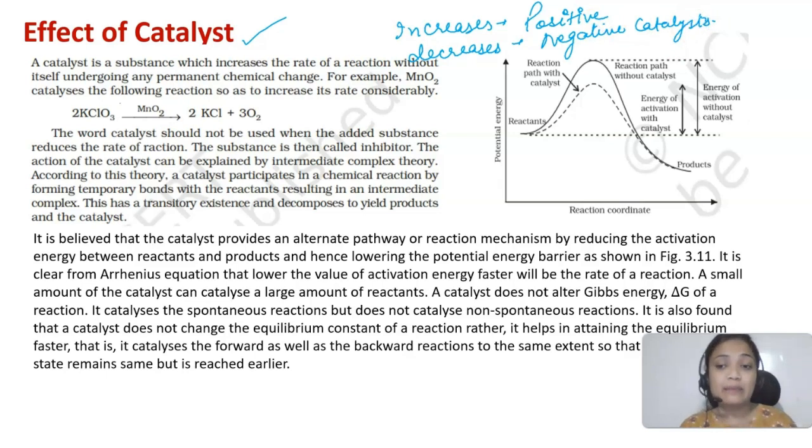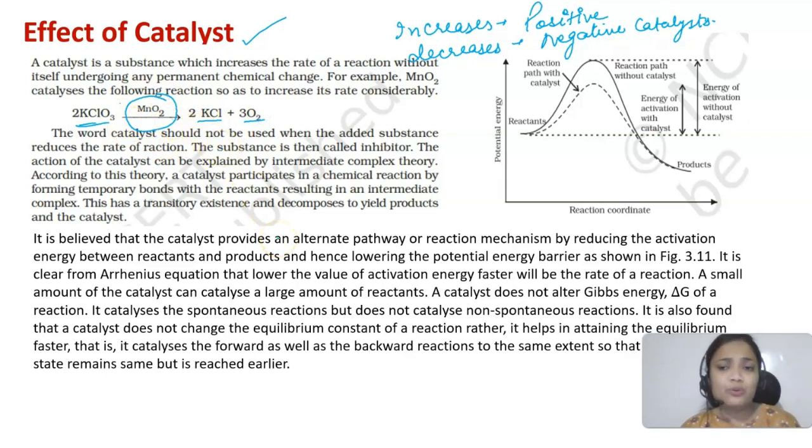Now, they will themselves not undergo any change. They are not participating in the reaction, meaning after the reaction is complete, you will get the catalyst as it is. Like in this particular reaction, potassium chlorate decomposes to potassium chloride and oxygen, and manganese dioxide is used as a catalyst to increase the rate.